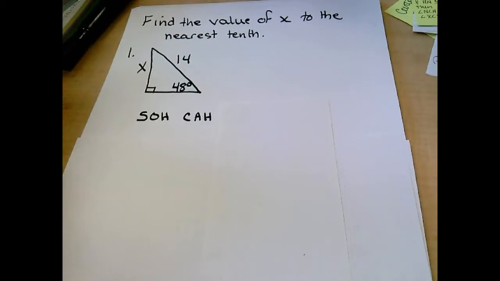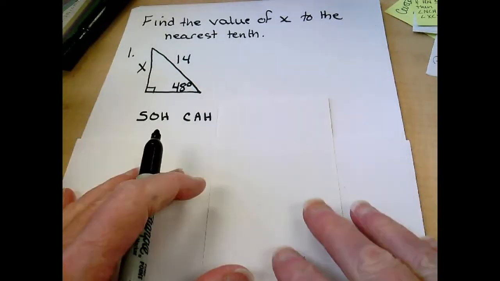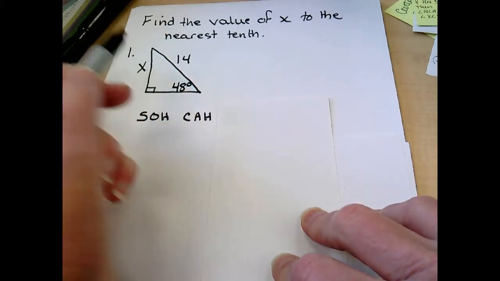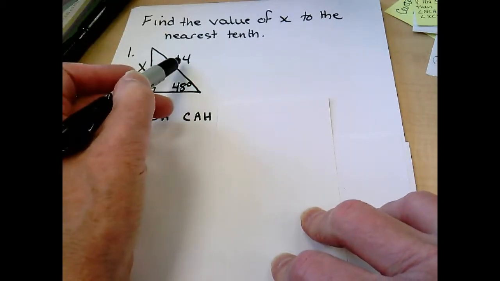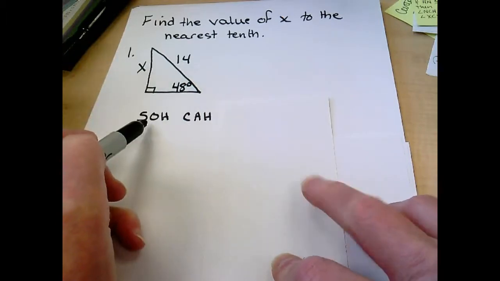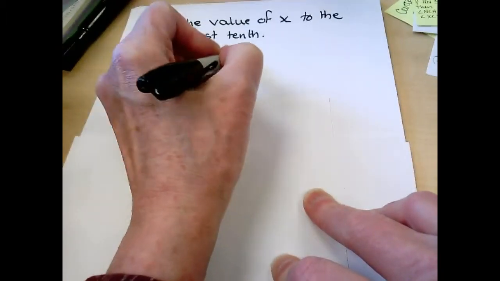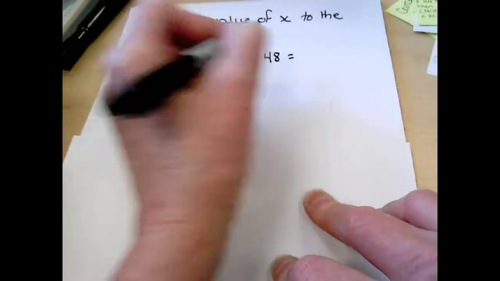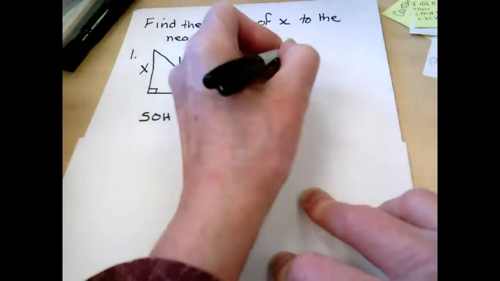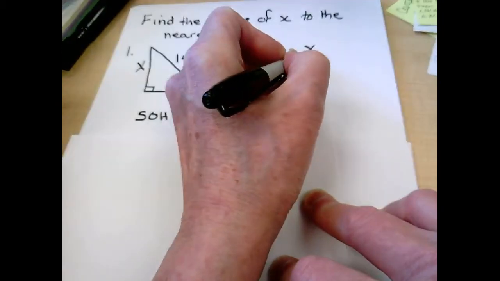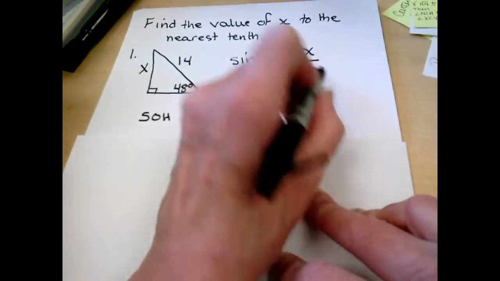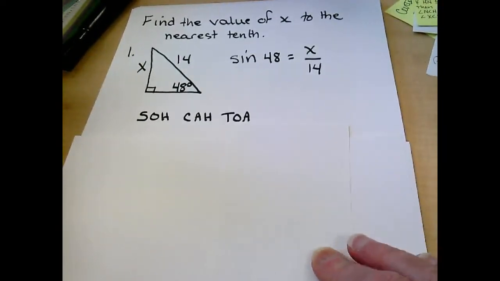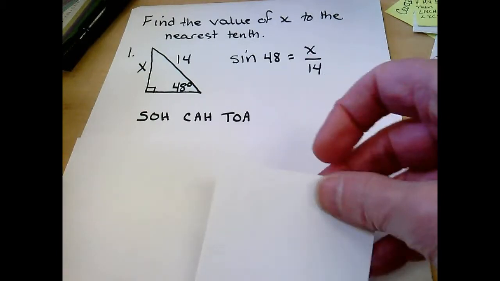So now I have to narrow it down. Do I have the opposite or the adjacent side? So if I look at my angle, I'm going across the triangle, so I have the opposite and the hypotenuse, which is sine. So I go sine of my angle, 48 degrees, is equal to my opposite side, x, over my hypotenuse, which is 14. So you always set up the equation, and then you go about solving it.